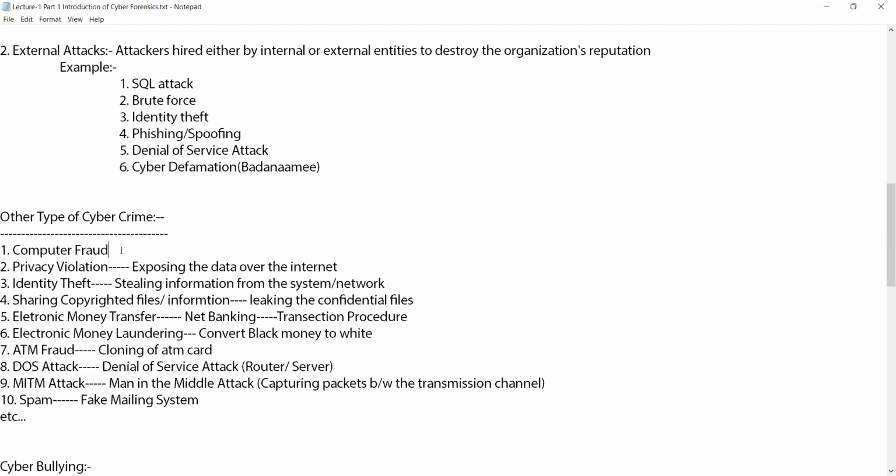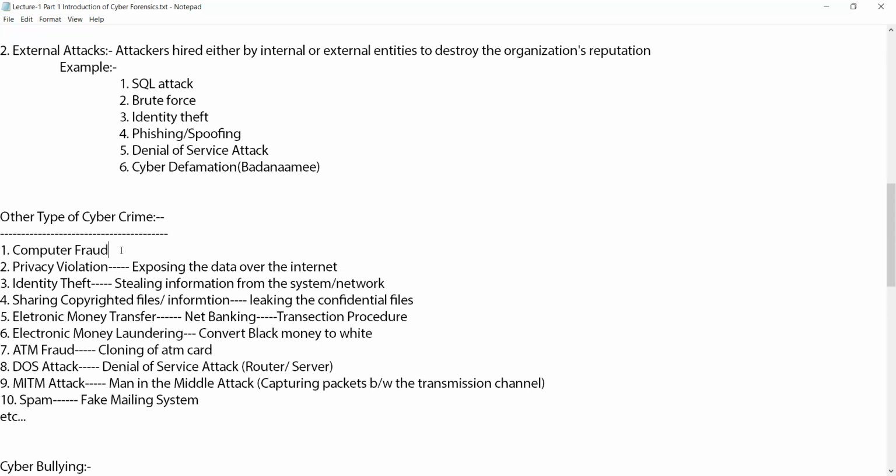There are multiple movies already created on the basis of electronic money laundering. So I'll suggest you please go through and see those movies so you will easily understand how electronic money laundering works. The movie names are Shivaji the Boss as well as Commando 2. If you watch those movies, you will easily understand how these attacks basically work. Okay. The next thing is ATM fraud.